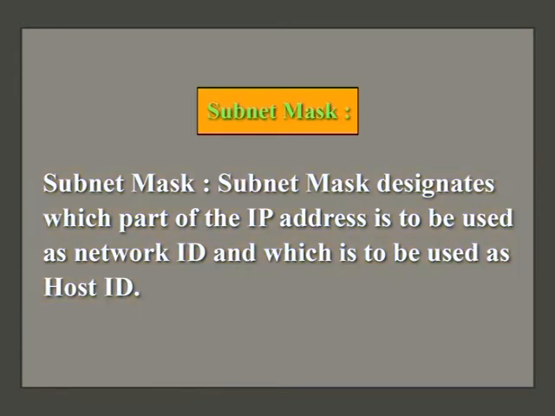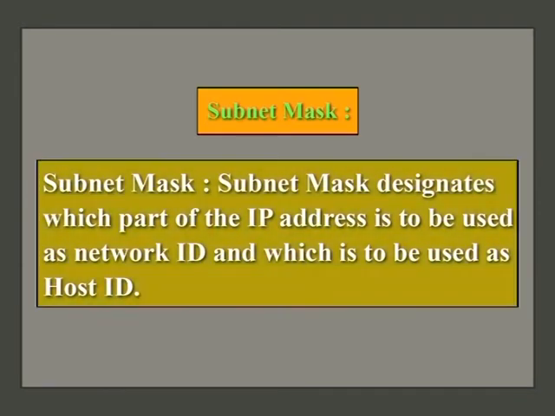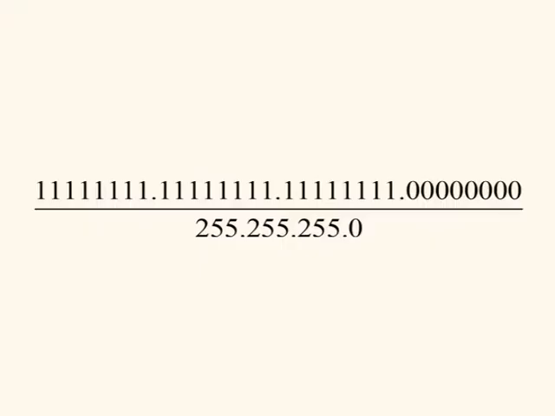Subnet mask designates which part of the IP address is to be used as network ID and which is to be used as host ID. If we require that the first 3 octets are to be used as network ID and the last one is to be used as host ID, then the subnet mask will be in binary as shown and the same subnet mask in decimal format is 255.255.255.0.